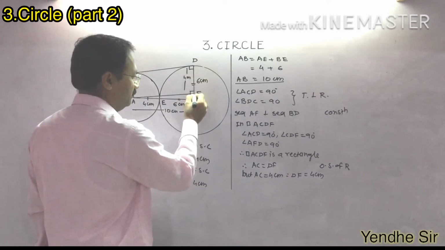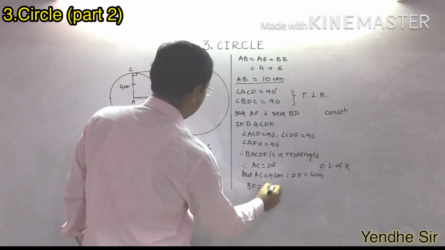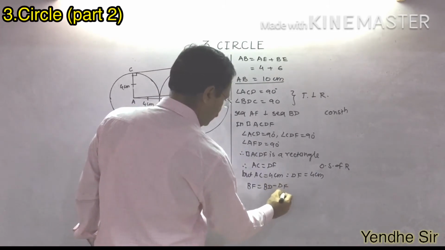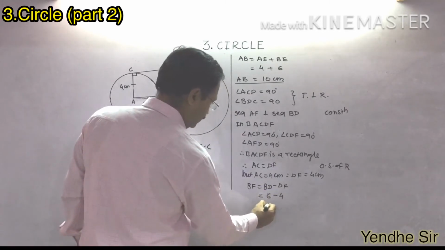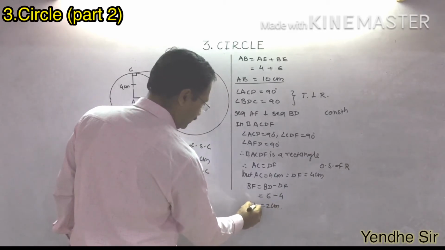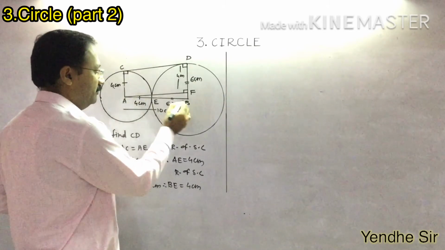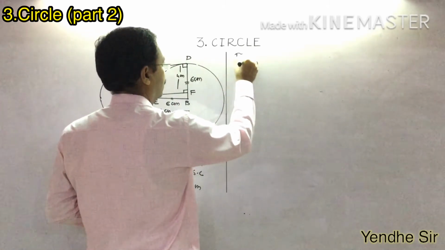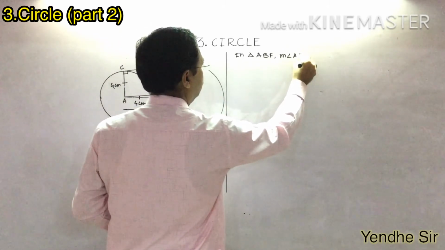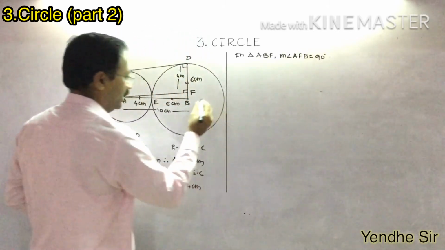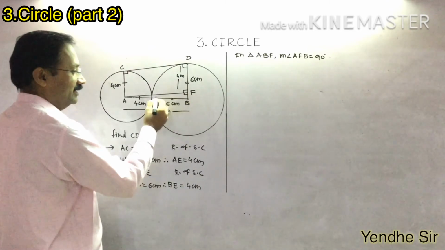So we can find out the BF now. BF equals to BD minus DF. So BD is given 6 and DF is 4. We'll get it 2 centimeter. Okay. In triangle ABF, measure of angle AFB equals to 90. This angle is 90, so it is a right angle triangle.